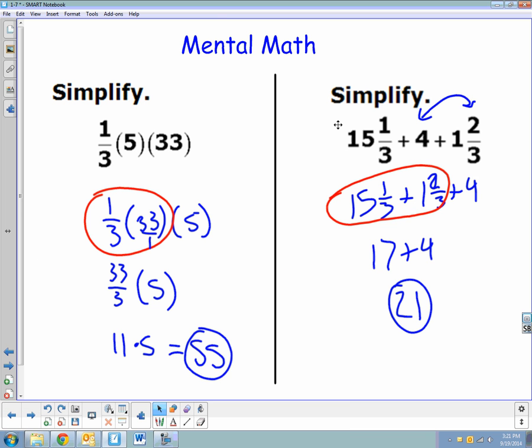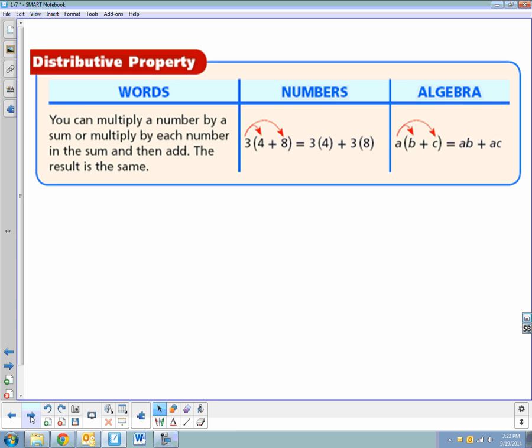It's going to take some practice to get used to this commutative property and associative property. We're also going to look at how to write some of these steps down, but we'll get to that in a separate video. The distributive property.